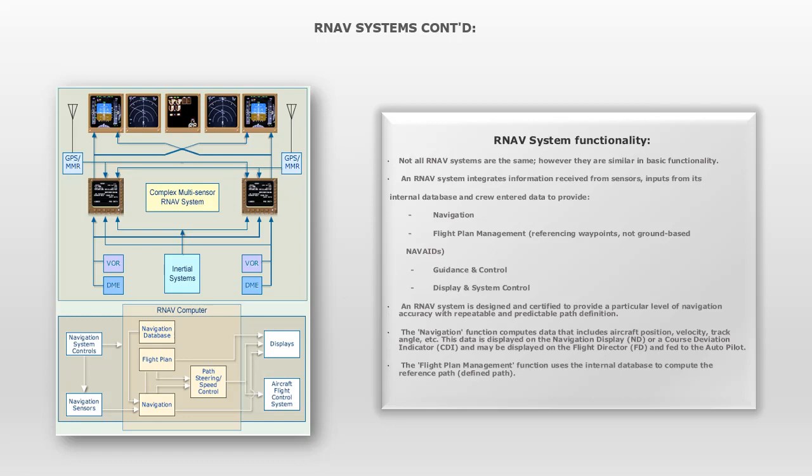An RNAV system is designed and certified to provide a particular level of navigation accuracy with repeatable and predictable path definition. The navigation function computes data that includes aircraft position, velocity, track angle, etc. This data is displayed on the navigation display or a course deviation indicator and may be displayed on the flight director and fed to the autopilot. The flight plan management function uses the internal database to compute the reference path, defined path.